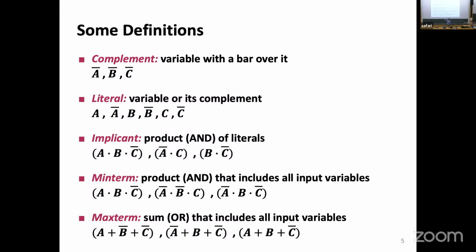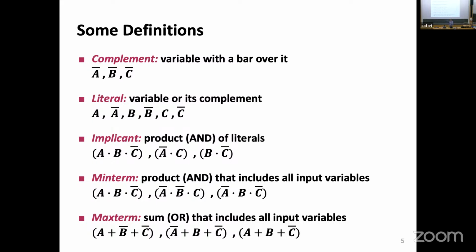And a max term, so min term is the ANDs, and max term is the sum, ORs, that include all input variables. Yes? Is there a specific definition for product of literals, but not for sum of literals? Good question. No idea. There probably is, I just forgot to put it there. And you'll see that we will not talk too much about these min terms, max terms. On the other hand, we will talk. So min terms are implicants with all terms. He caught me there.